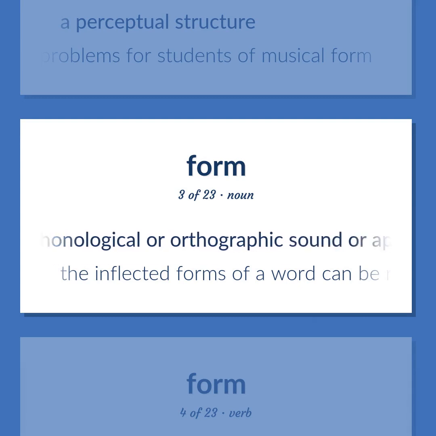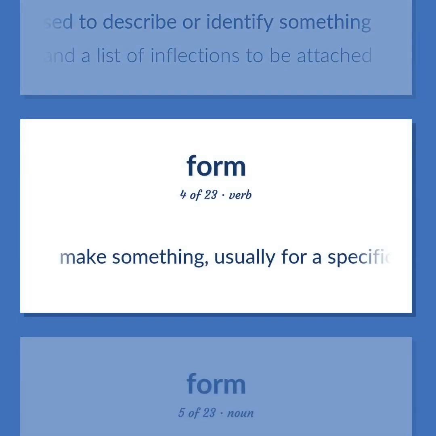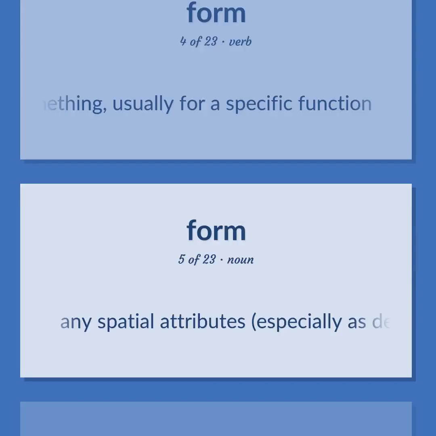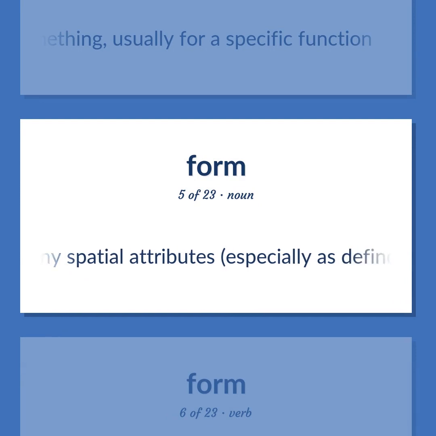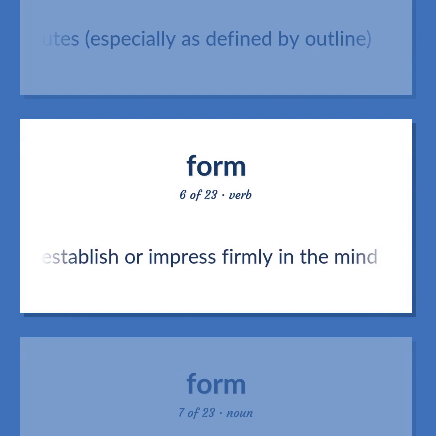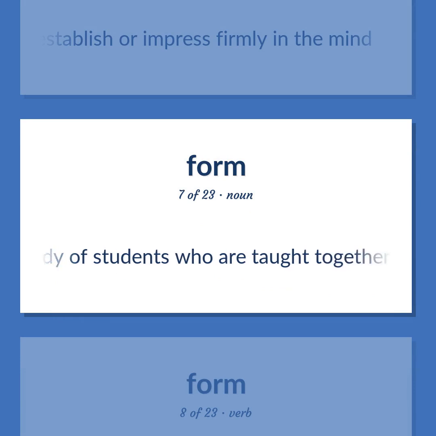The phonological or orthographic sound or appearance of a word that can be used to describe or identify something. The inflected forms of a word can be represented by a stem in a list of inflections to be attached. Make something, usually for a specific function. Any spatial attributes, especially as defined by outline. Establish or impress firmly in the mind. A body of students who are taught together.